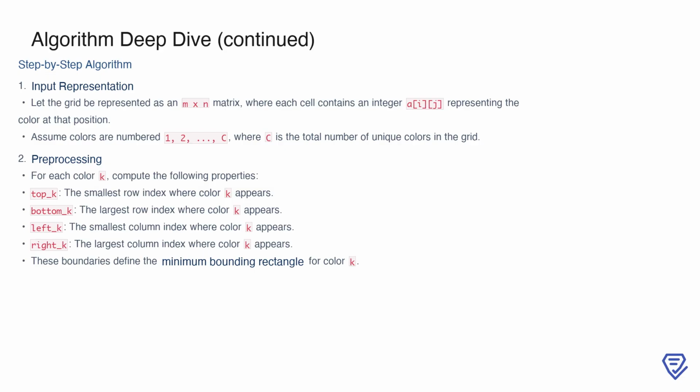Next, we perform pre-processing to determine the boundaries of the smallest subrectangle for each color. Specifically, for each color K, we compute top_K, the smallest row index where the color appears, bottom_K, the largest row index where it appears, left_K, the smallest column index, and right_K, the largest column index. These boundaries define the minimum bounding rectangle for the color. By computing these boundaries upfront, we establish the regions we need to validate, making the subsequent steps more efficient.